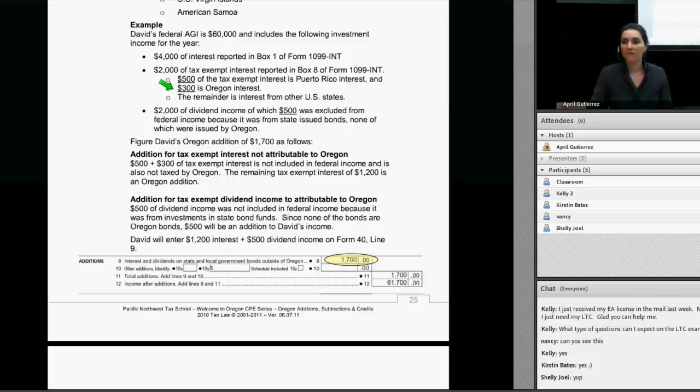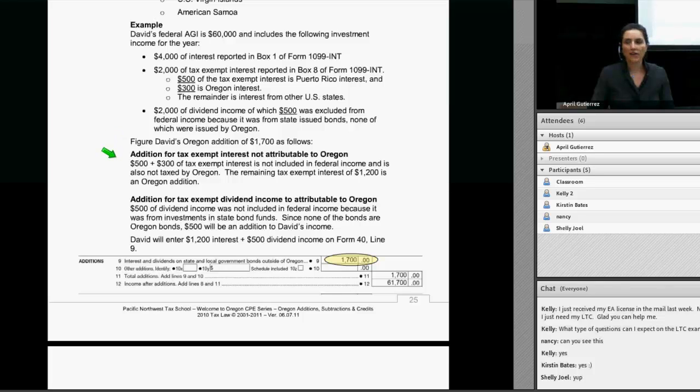$2,000 minus $500 minus $300 is $1,200. That's the Oregon addition due to interest from other states. And another $2,000 of dividend income, of which $500 was excluded from federal income because it was from state-issued bonds, none of which were issued by Oregon. So how much of that $500 will be an Oregon addition? All of it. So figure Oregon's addition of $1,700 as follows.